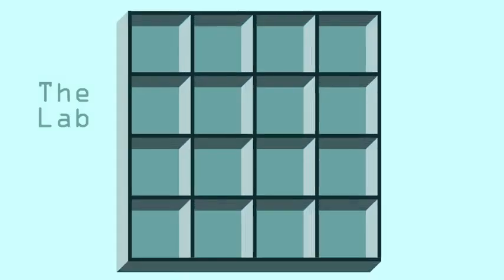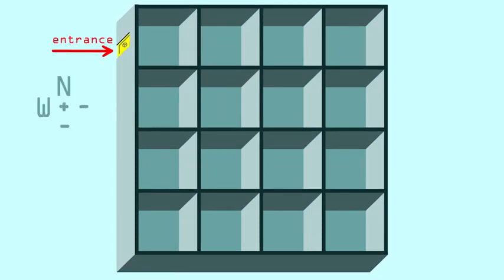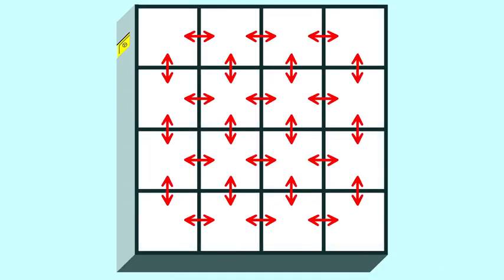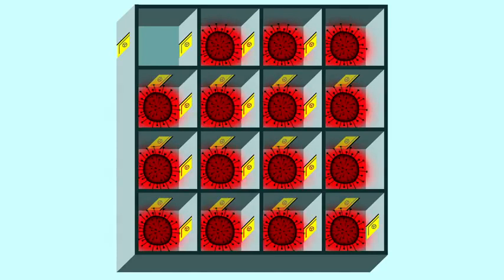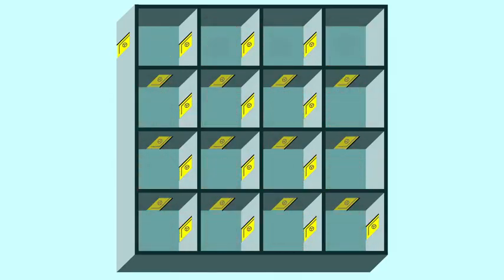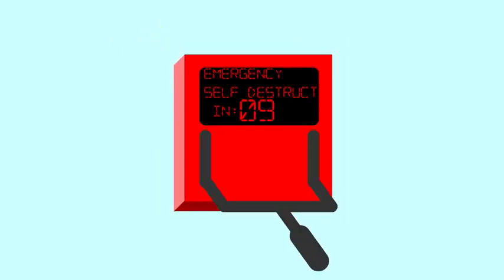The lab is a 4x4 compound of 16 rooms, with an entrance at the northwest corner and an exit at the southeast. Each room is connected to the adjacent ones by an airlock, and the virus has been released in every room except the entrance. To destroy it, you must enter each contaminated room and pull its emergency self-destruct switch.